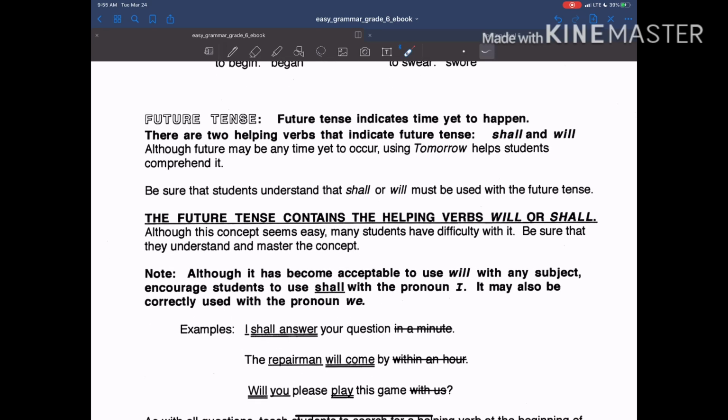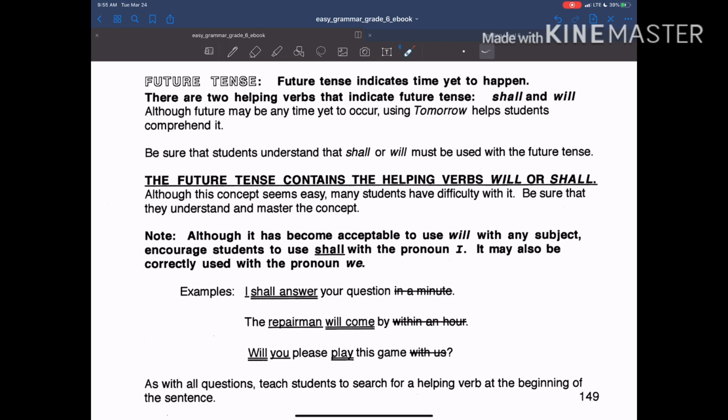Future tense indicates time yet to happen. It means it hasn't happened yet, but it's going to. There are two helping verbs that indicate future tense, shall and will. Okay? Although future may be at any time yet to occur, using tomorrow helps us understand it, okay? Future tense contains the helping verbs will or shall.